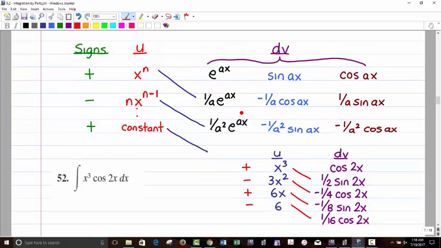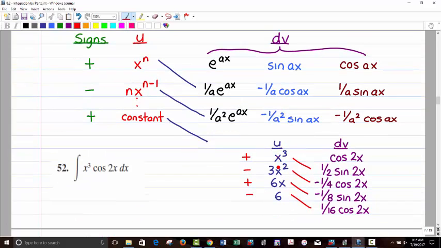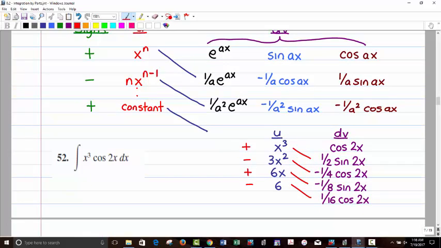Well, here we go. I start with x cubed as my u. And look at my sign chart here: plus, minus, plus, minus, plus, minus. Because I stop. I'll just make it green for the heck of it here.